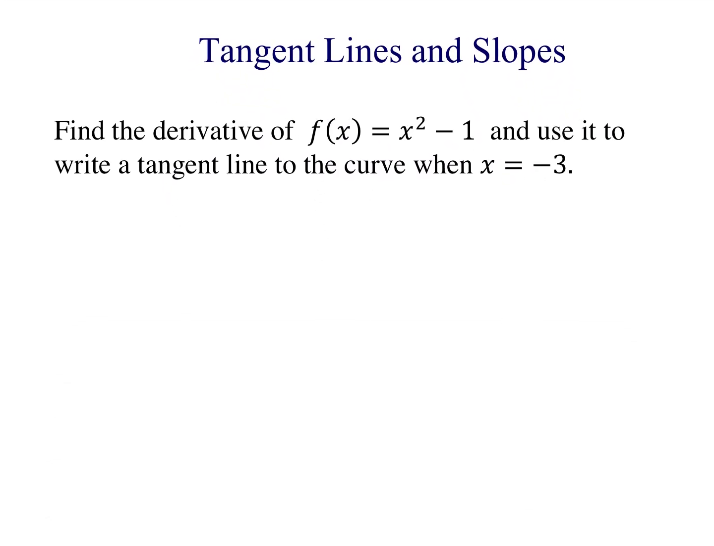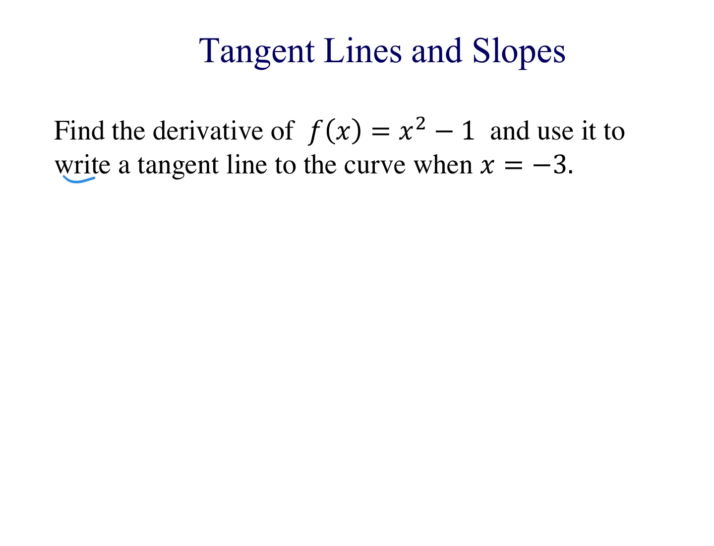Okay, here we go. Find the derivative of the following function. Use it to write a tangent line to the curve when x is negative 3. Did I specify which method you have to use? No. So your choice. Are you more comfortable with Leibniz or do you want to try the Newton way? It's really up to you. I'm just going to do Newton because we have only done one example of a Newton so far.